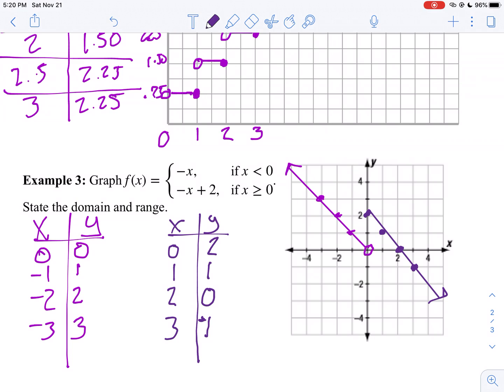Now, what are the domain and range? Well, notice no matter what number I pick for x, my domain is going to be all real numbers. My range, well, I could have anything for the range, couldn't I? Because I got double points here for y, but any y to the right is going to be negative. If I keep on going to the left, it's going to be positive. So that's going to be all real numbers.